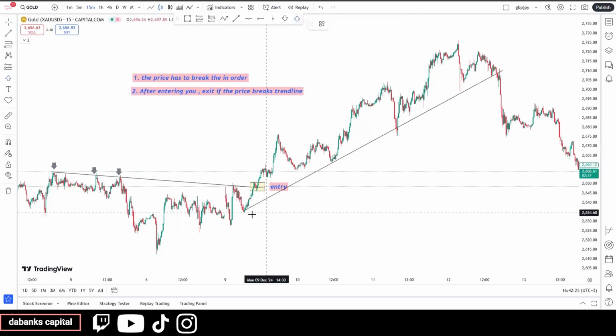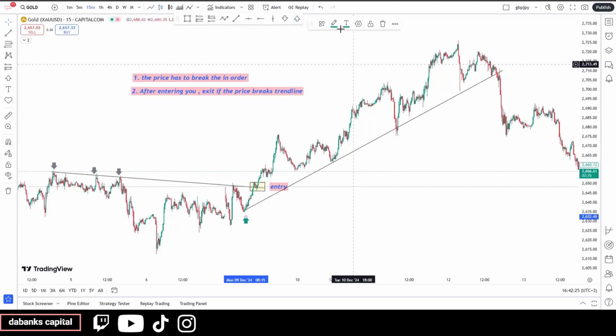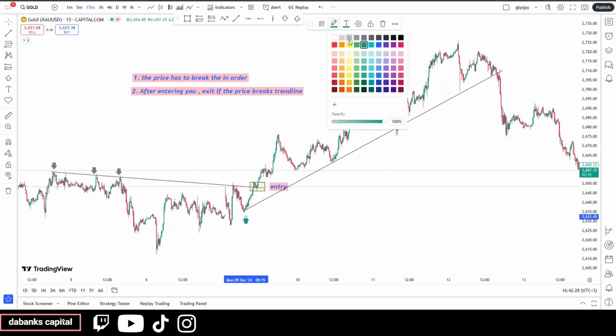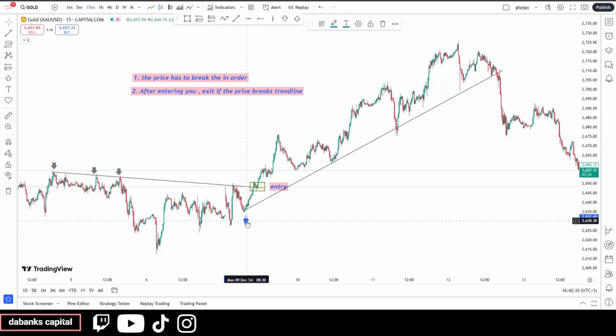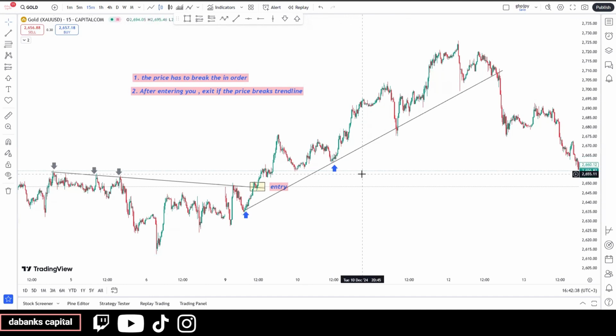That was the beginning of our trend line. Then after this being the beginning of our trend line, the price touched the trend line there again. So this trend line was violated. You take an entry here.